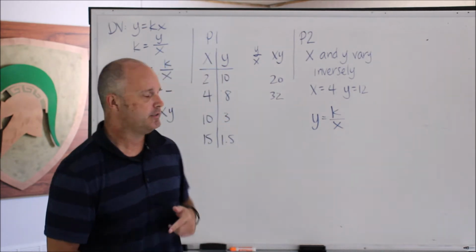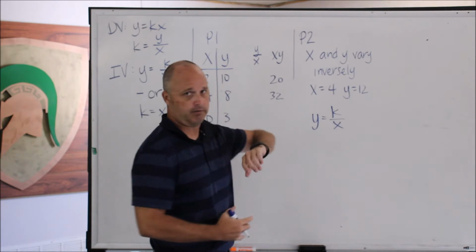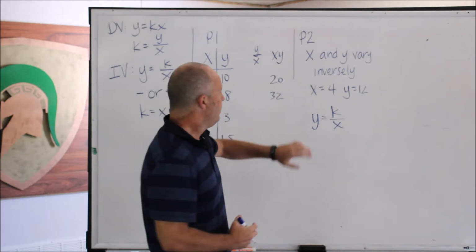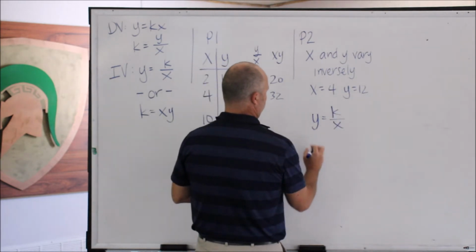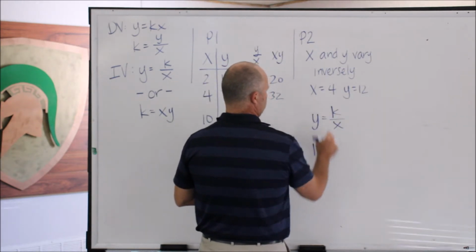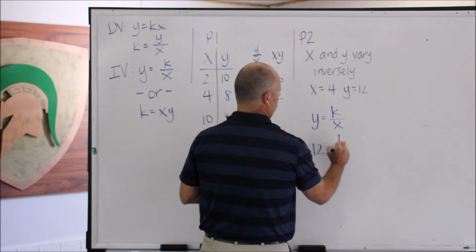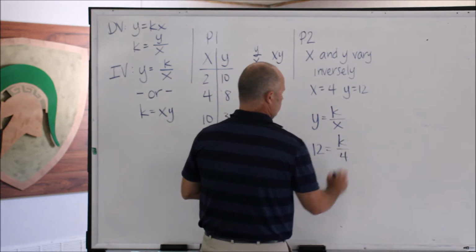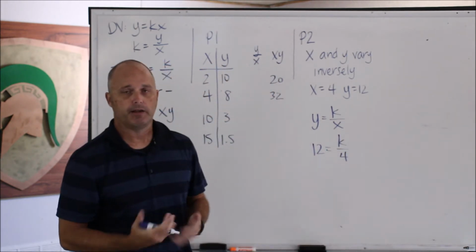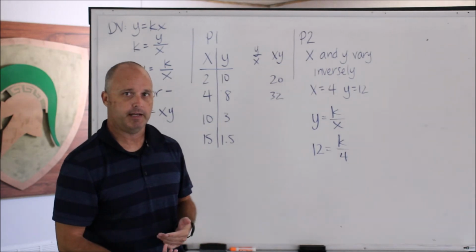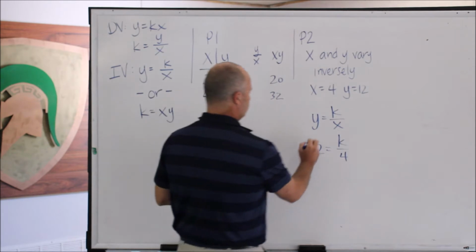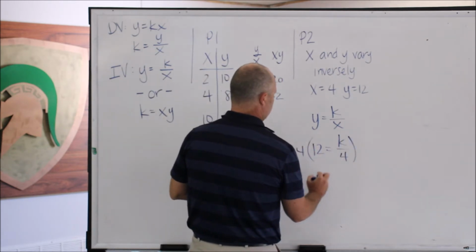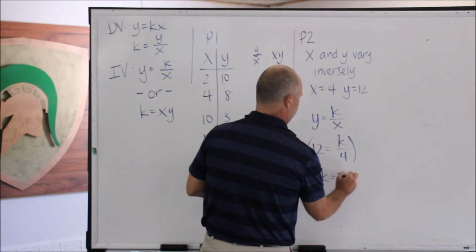So we're going to take the values that we've been given, x equals 4 and y equals 12, and plug those into our formula. We plug in 12 for y, and substitute 4 for x. So we get 12 equals k over 4. Now you've got to think to yourself, how are we going to isolate k? Since k is being divided by 4, we want to multiply by 4. So we multiply both sides by 4, and you're left with k is equal to 48.